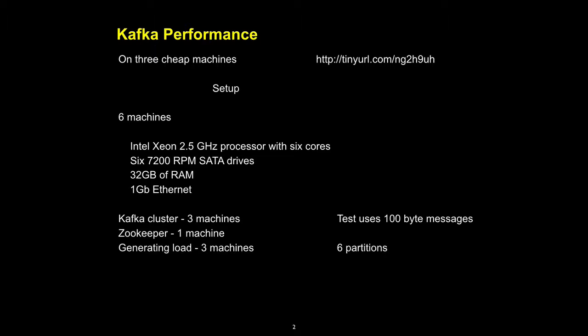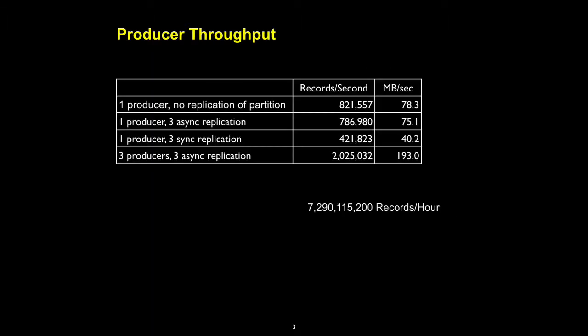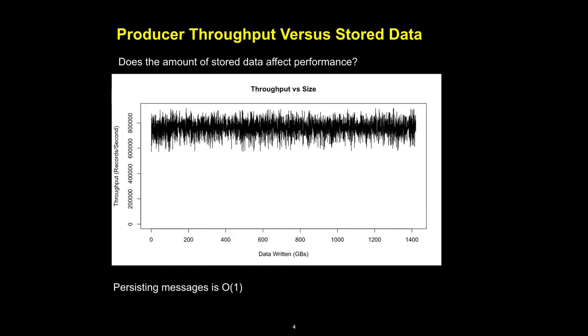And so the creator of Kafka did this experiment with general purpose hardware. Looking at the performance of producers, using three producers and replicating the data three times, they're able to get 2 million records pushed out in a second. Very high performance, right?